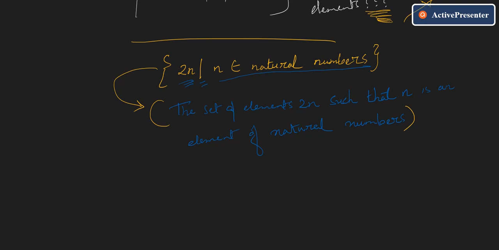Again, the set of elements 2n such that n is an element of natural numbers. Now I would like you to represent this notation.